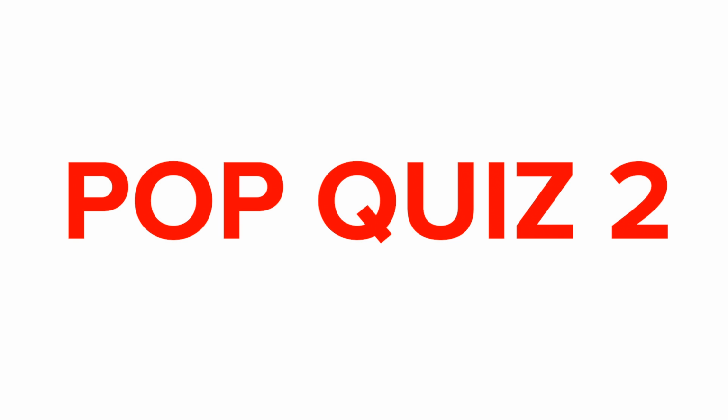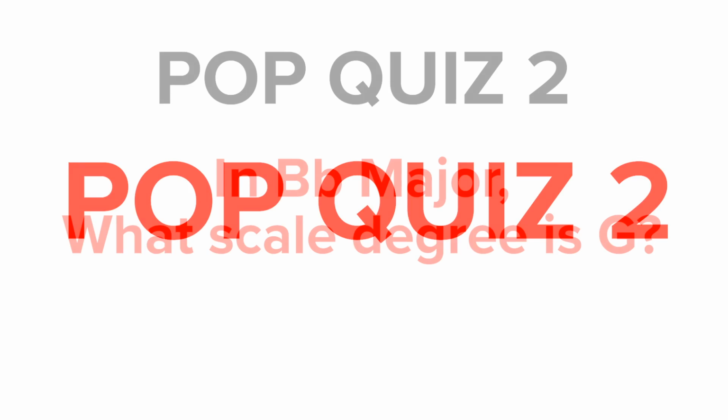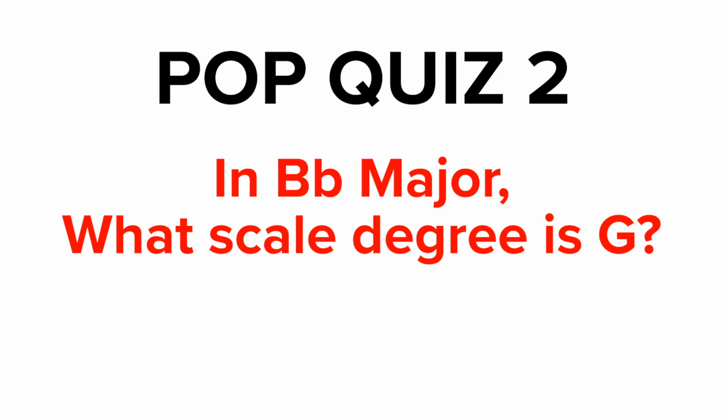So 2 dash and then your answer. The question is, in the B flat major scale, what scale degree is G? Your answer would be 2 dash and then whatever you think. Is it the first scale degree? Hopefully no one puts that. Is it second, third, fourth, fifth, sixth, or seventh?